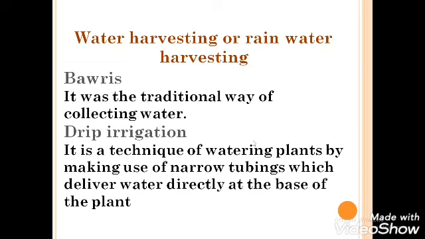A farmer using water in the field can also use water economically. Maybe you have heard of drip irrigation. What is drip irrigation? It is a technique of watering plants by making use of narrow tubings which deliver water directly at the base of the plant. So there are two methods for water harvesting. Bavris, an old traditional way of collecting water, and drip irrigation. Drip irrigation is the latest technique of watering plants by making use of narrow tubings which deliver water directly at the base of the plant.